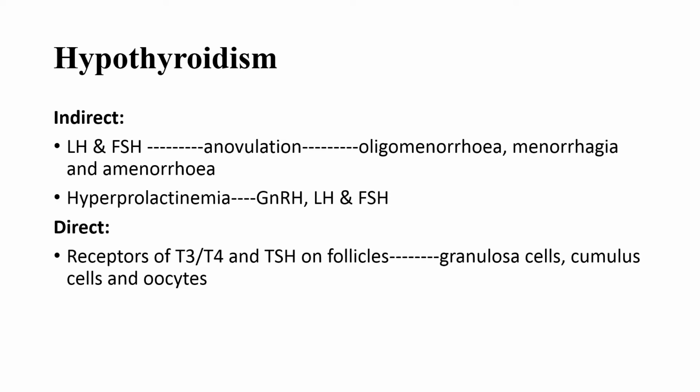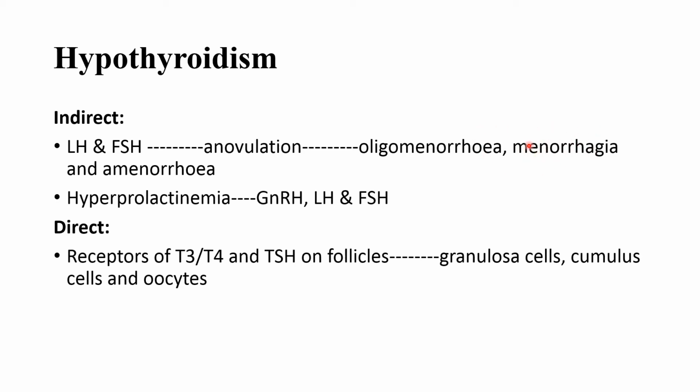Hypothyroidism may affect ovarian function through a direct and indirect way. In the indirect way, the hormonal functions are disrupted. Hypothyroidism may disrupt the normal cyclic release of LH and FSH from the pituitary. That may result in oligomenorrhea, menorrhagia, and amenorrhea. Oligomenorrhea, we know, is infrequent menses, and menorrhagia means a lot of bleeding during menses, more than 7 days.